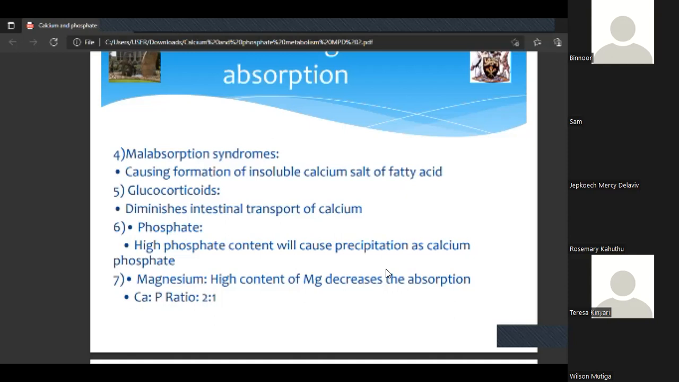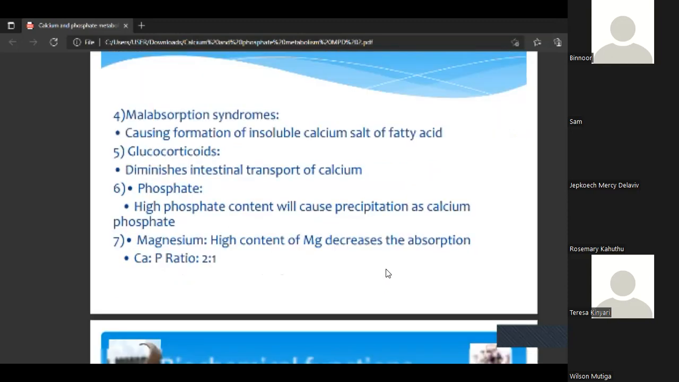Phosphate, if you have a very high phosphate content, it will quickly bind to the calcium and precipitate it, and therefore reduce absorption. Magnesium also in high levels will reduce absorption, and there's a ratio of for every two molecules of calcium bound to magnesium, one of phosphate is bound to it also.